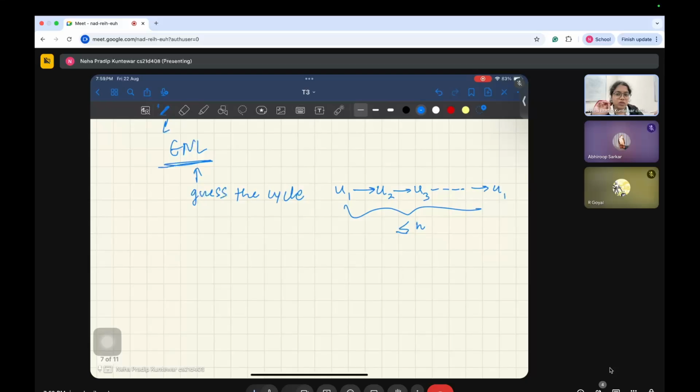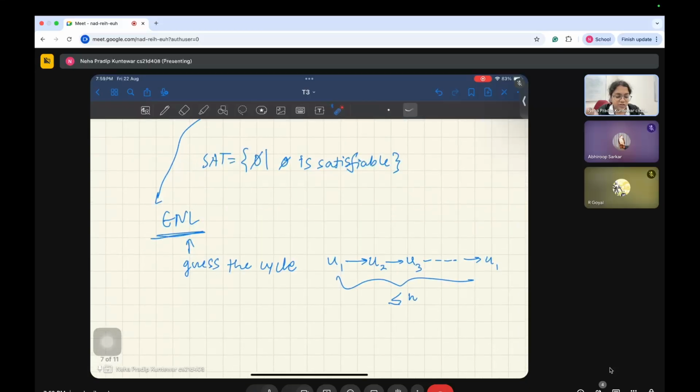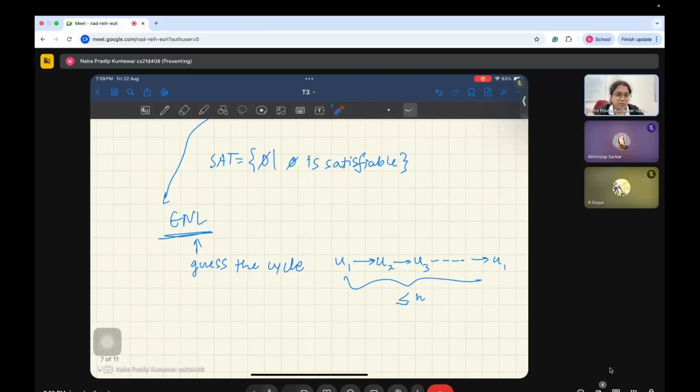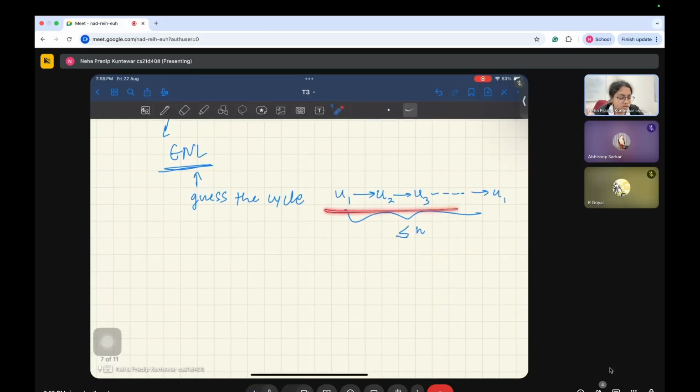Now the good thing about non-determinism is that I don't need this entire cycle given to me upfront. For example, in case of satisfiability, I needed the entire assignment upfront. But here, at any point of time, I only need local information. So just tell me first from u1 to u2. I'll start at u1, and you tell me the next vertex, which is u2. I'll simply check whether there is an edge. This can be done efficiently.